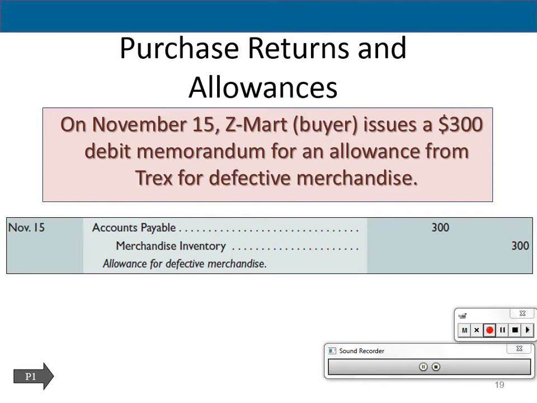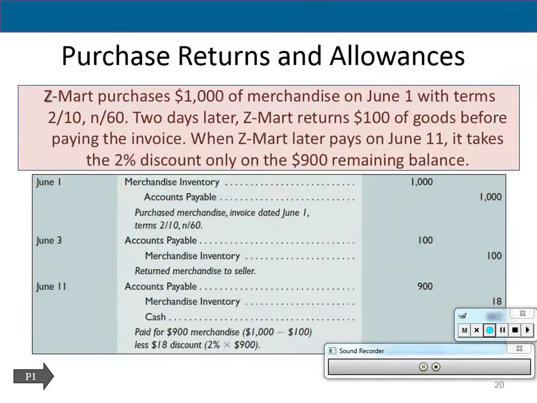If I go and purchase more inventory from Trex, if my bill is $500, it's really going to be 200 because I have a $300 credit with them. Okay. And then merchandise inventory, a decrease of $300. To account for the return.